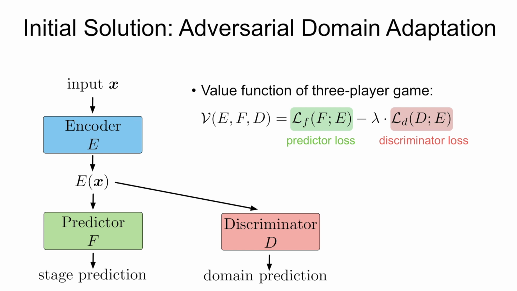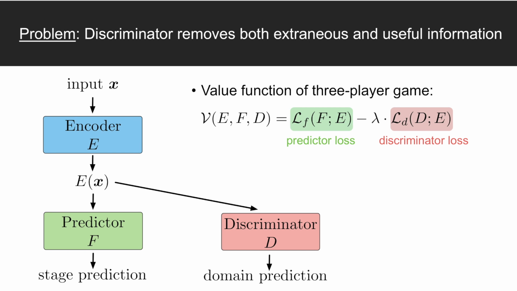Unfortunately, this is not a good model for our task. The problem is that the discriminator can remove both extraneous and useful information. This is due to inherent correlation between stages and domains. For example, it might be that being obese affects sleep staging. Thus, knowing whether someone is obese can be helpful in predicting sleep stages. But in the current model, the discriminator will force the encoder to remove such information.